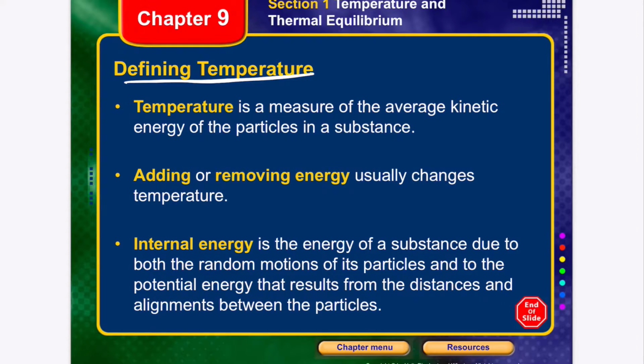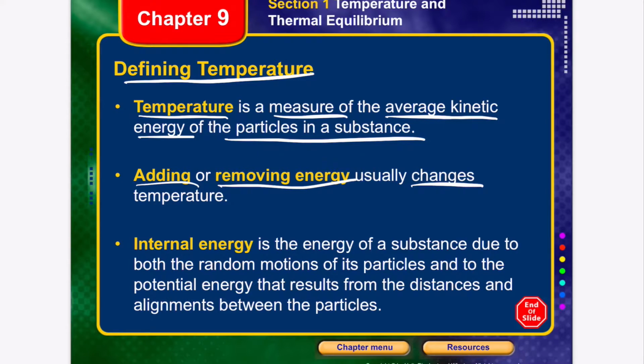How do you define temperature? So temperature is the measure of the average kinetic energy of the particles in a substance. So adding or removing energy also changes the temperature. One of the main ways we calculate temperature is using the internal energy.